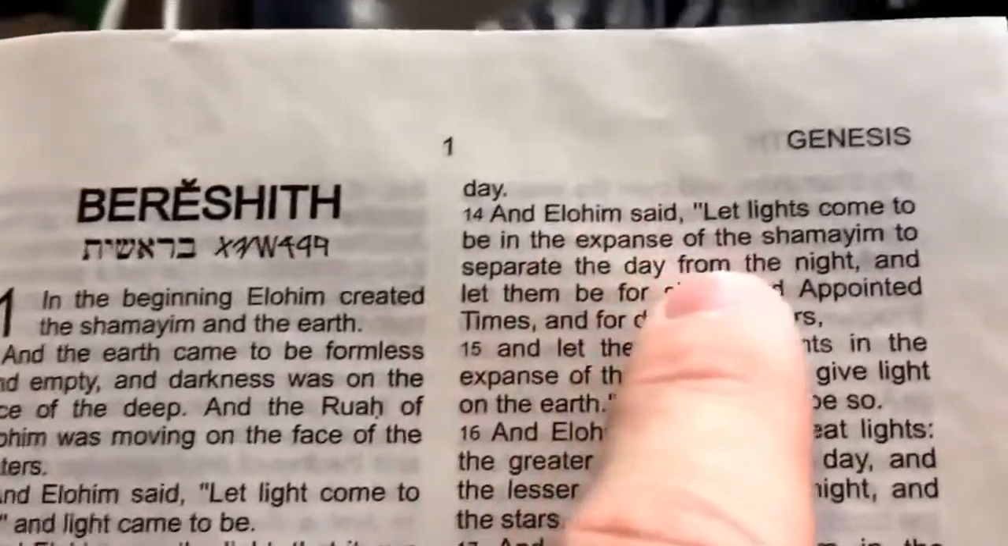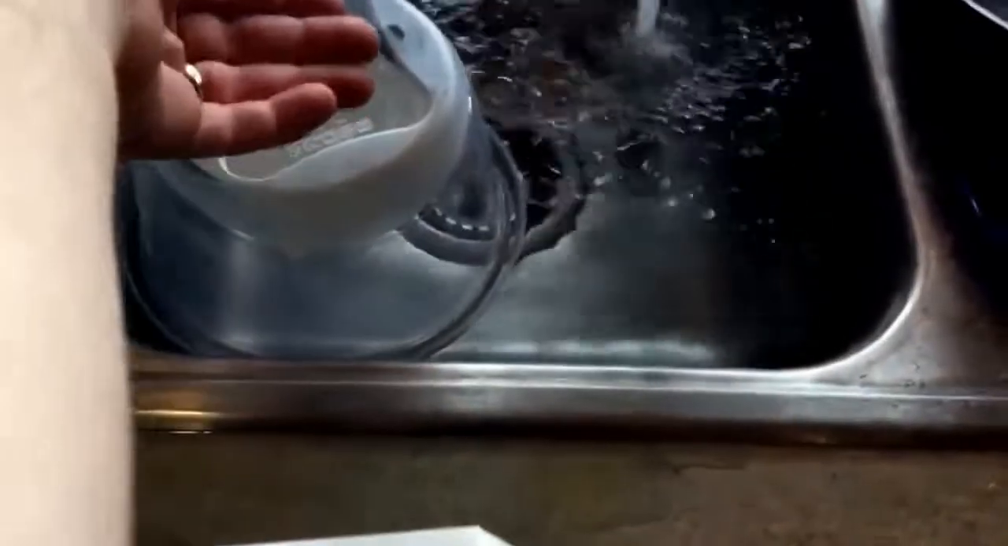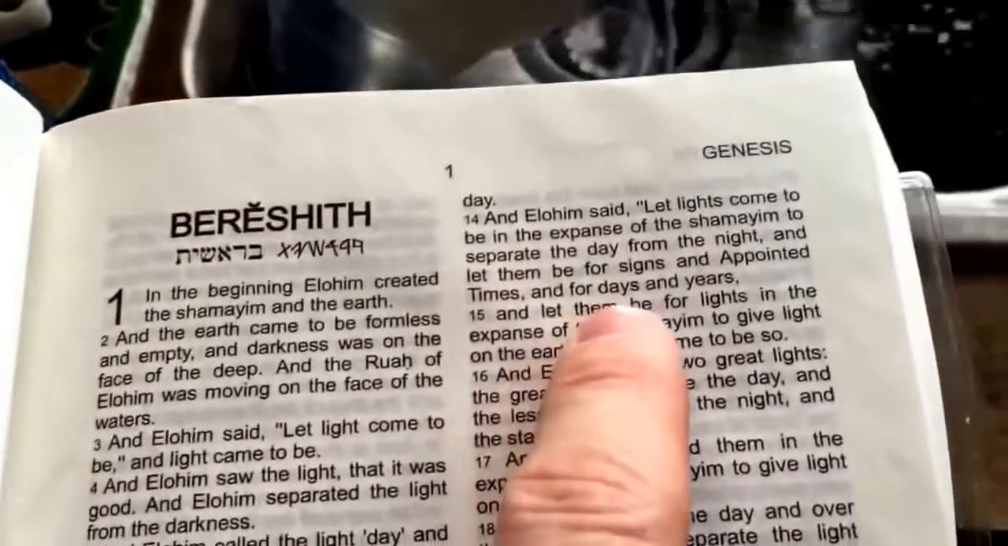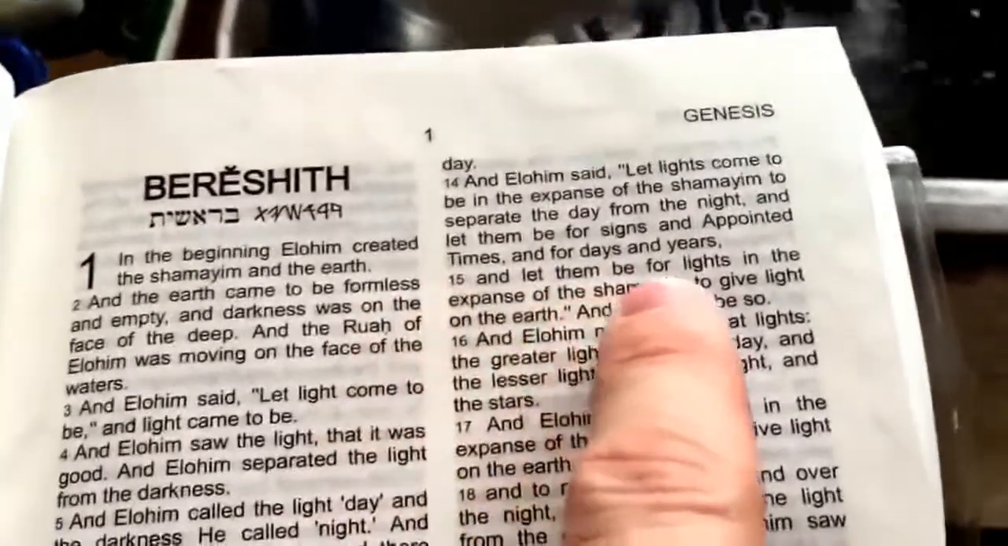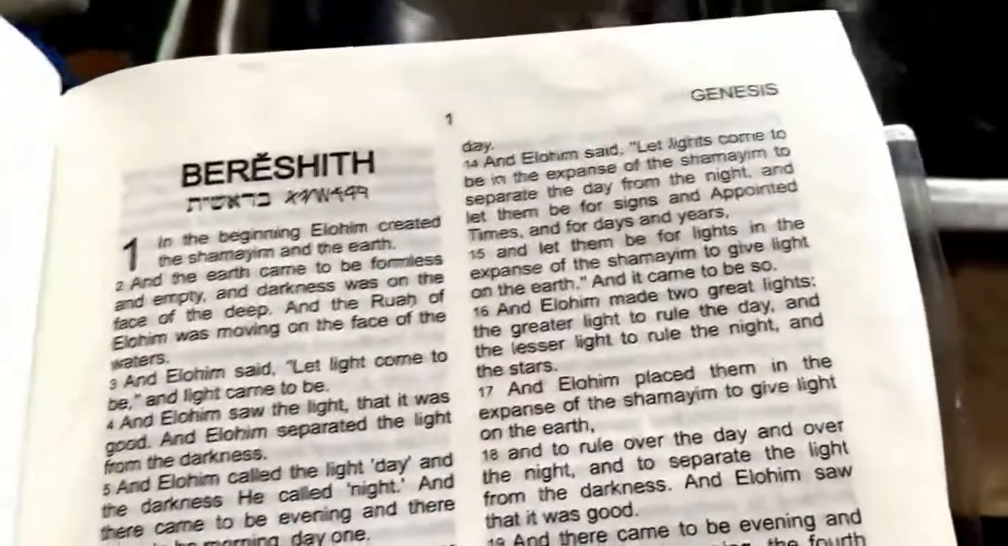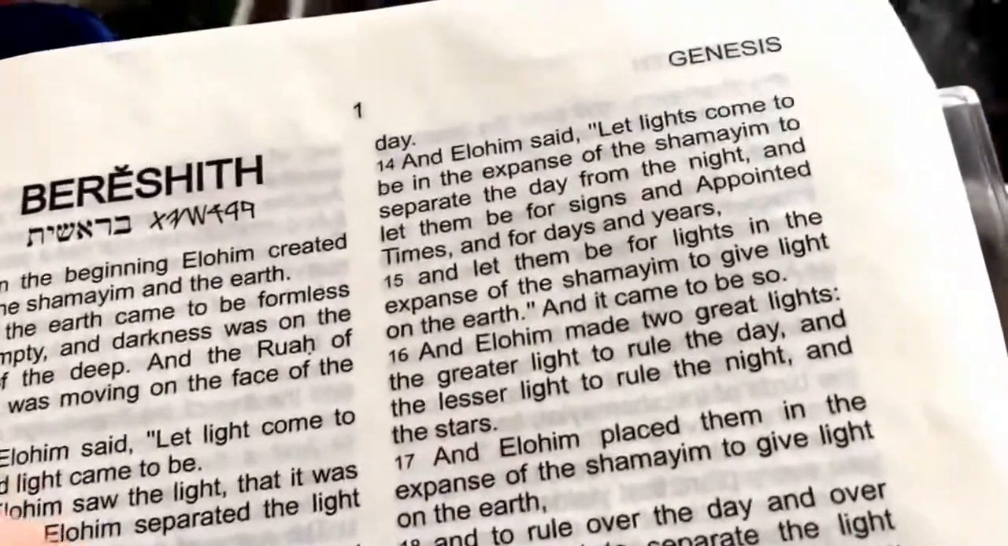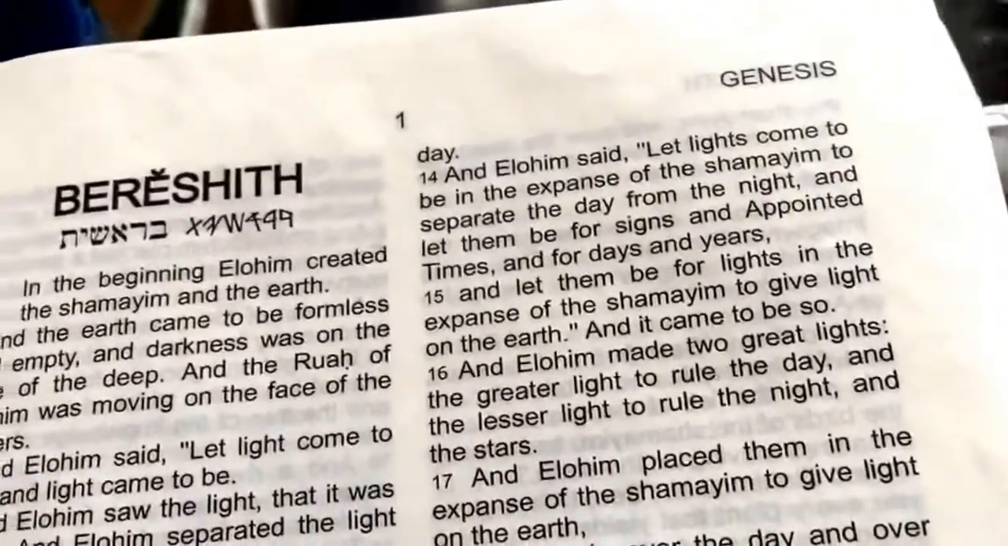Going to move on down here because the most important part to finish up right here is Elohim said, let lights come to be in the expanse of the Shemayim. So actually up inside of the dome here, per se, to separate the day from the night, and let them be for signs and appointed times and days and years, and let the lights be in the expanse of the heaven to give light on the earth. Now notice that says both of them are to be a light on the earth, and it came to be.